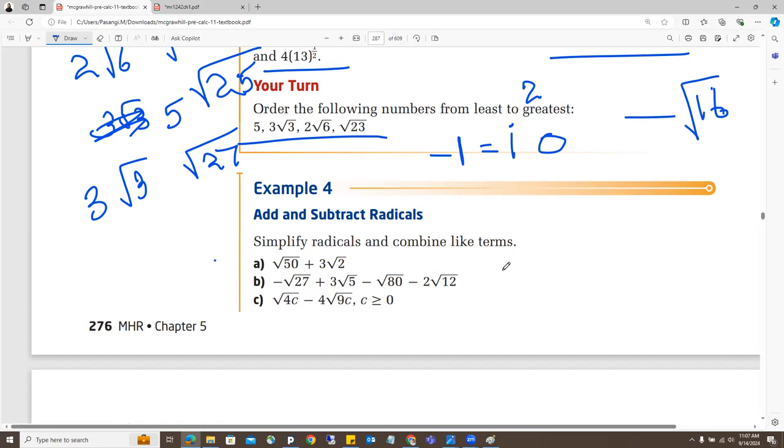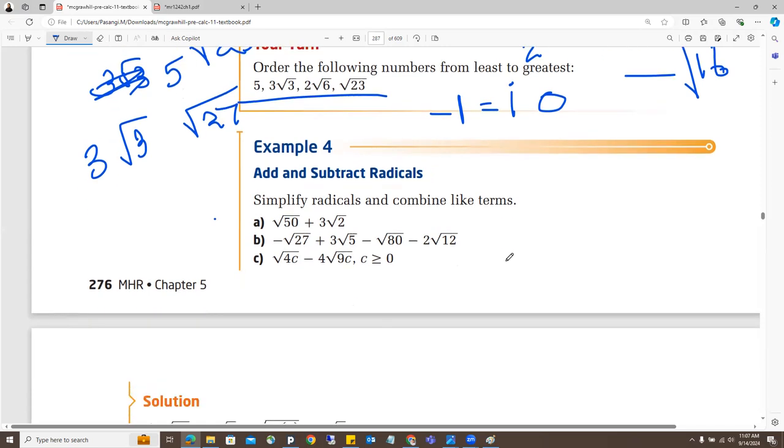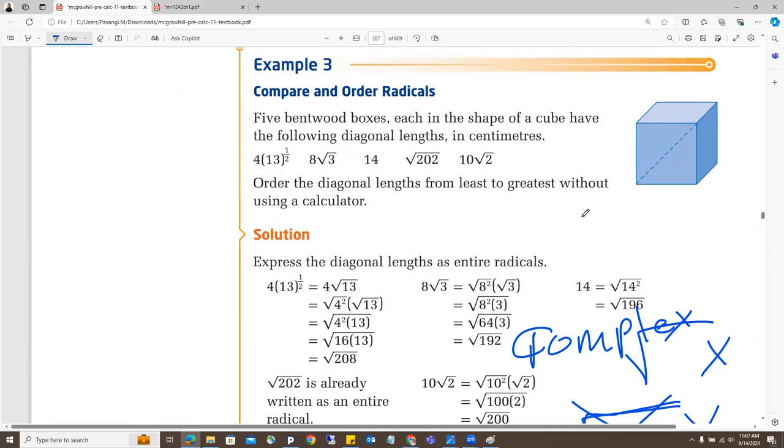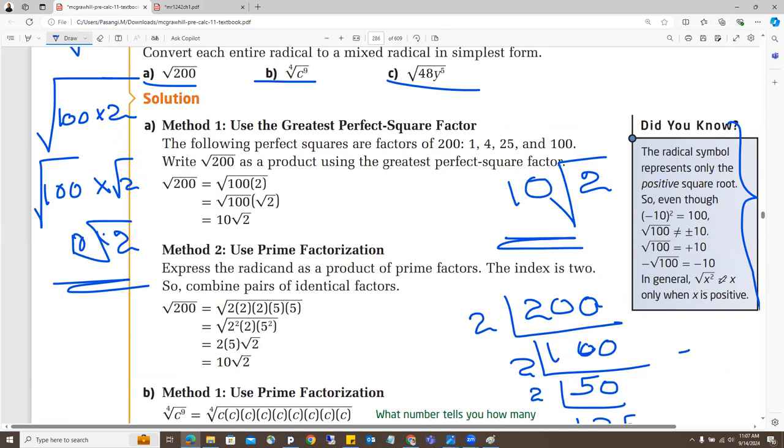For the first one, when you get 25, you don't have to write minus five. You can just write five, like five root two. You don't need to write minus five. That's what I told you here. Inside the square root, the radical symbol represents only the positive square root. We are not considering the negative square root.